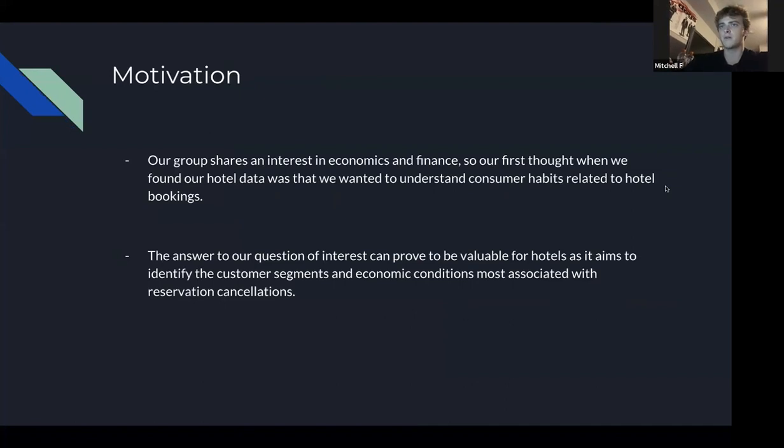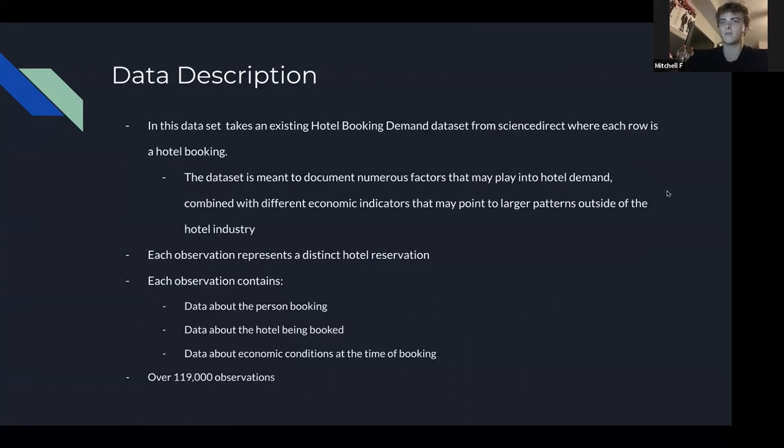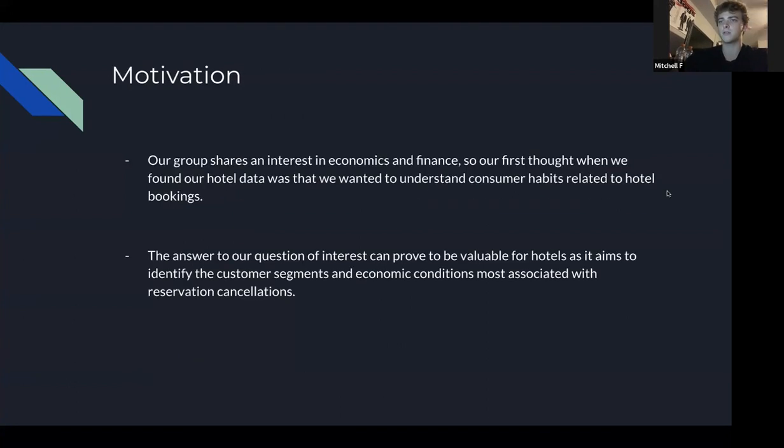Our motivation: our group shares an interest in economics and finance. So our first thought when we found the hotel data was that we wanted to understand consumer habits related to hotel bookings. The answer to our question of interest can prove valuable for hotels as it aims to identify the customer segments and economic conditions most associated with reservation cancellations. Understanding these patterns can enable hotels to strategically adjust their pricing and marketing efforts.